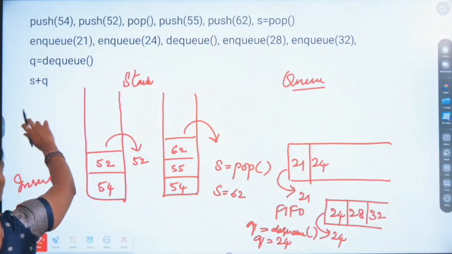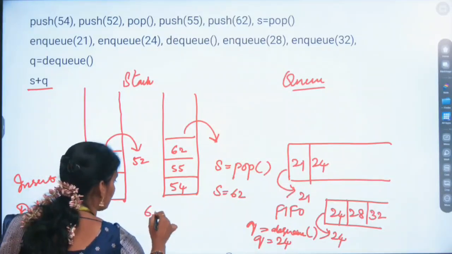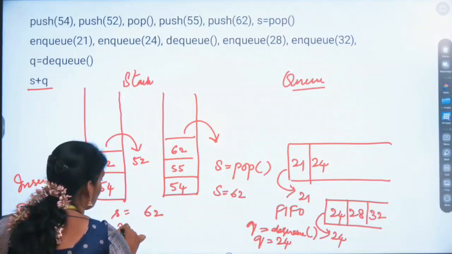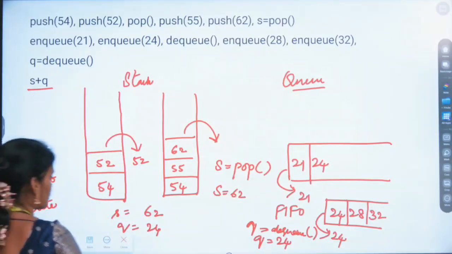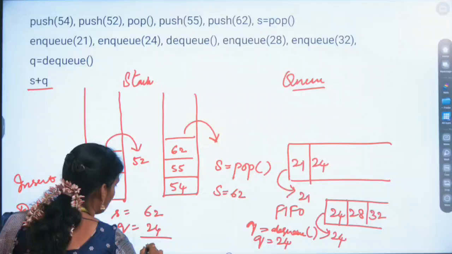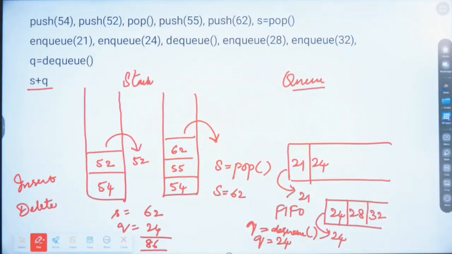Now we have to find out the value of S plus Q. So what is the value of S here? 62. And what is the value of Q? 24. So you have to add the values of S plus Q. When we add these two values, we get the answer as 86. So this is your answer for the question.